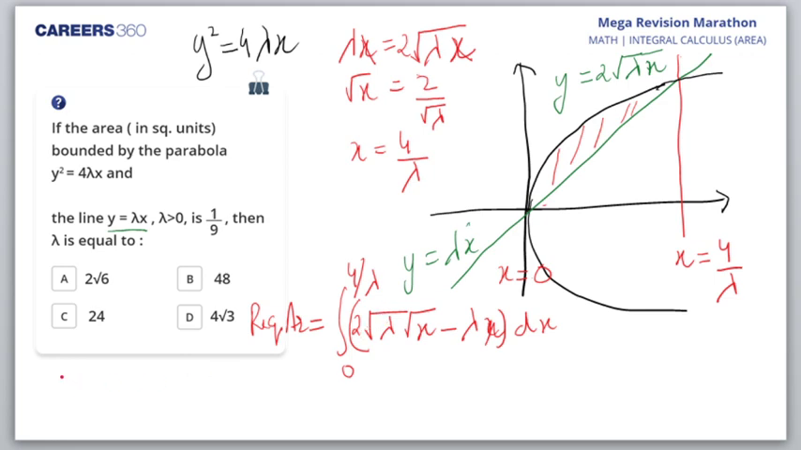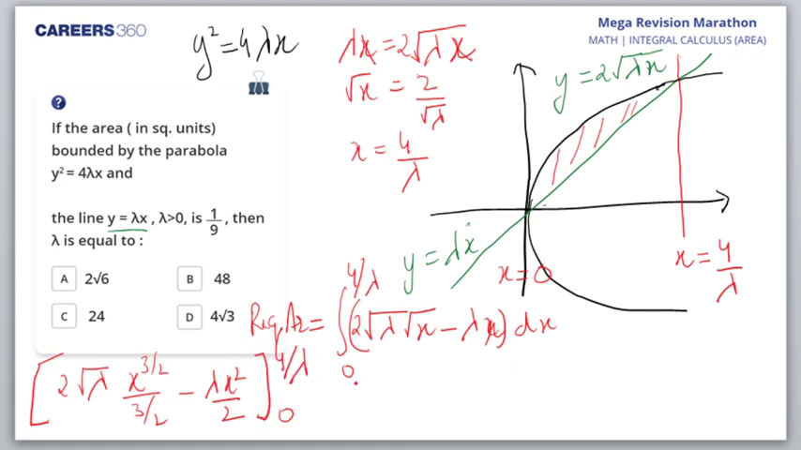2 under root lambda is a constant only, so I write it outside, and the integration of under root x would be x raised to power half plus 1, that is 3 by 2, and I'll have to divide by 3 by 2, minus lambda x square by 2. Isn't that right? And I'll have to put the limit from 0 to 4 by lambda.